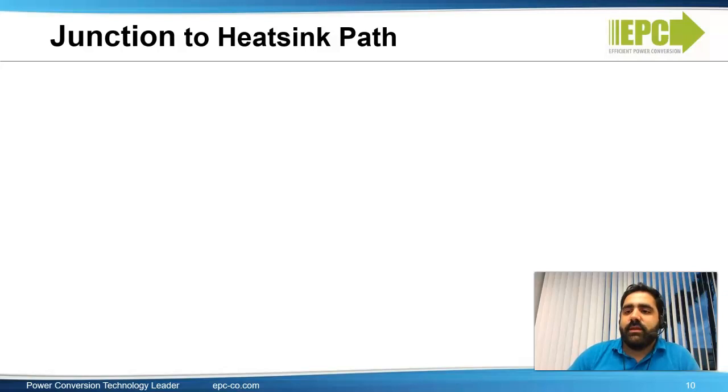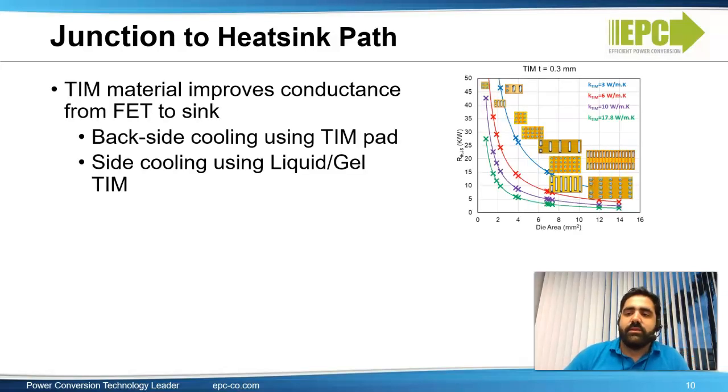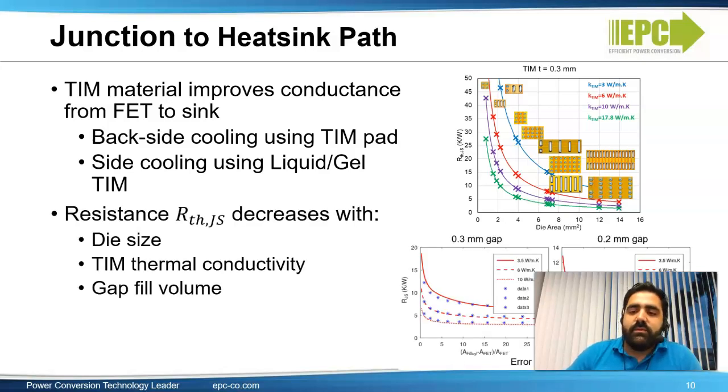So the thermal interface material and gap fill improve the heat conductance from the device case to the sink surface, and this thermal conductance constricts with the device area. So smaller die areas tend to have larger junction to sink resistance, but for smaller devices we can benefit from adding a gap filler or a liquid gel TIM, which helps conduct some of the heat from the die sides as well and from the PCB top surface and further reduce the junction to sink resistance. And the resistance for TIM pads is seen to mainly depend on the FET die area, the thermal conductivity of the TIM material, and the gap fill volume.